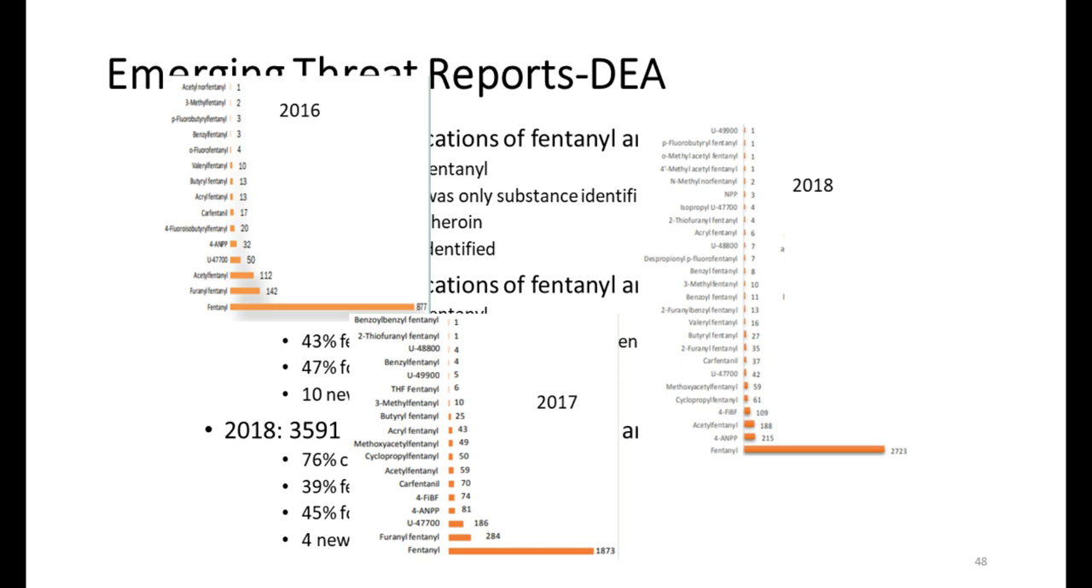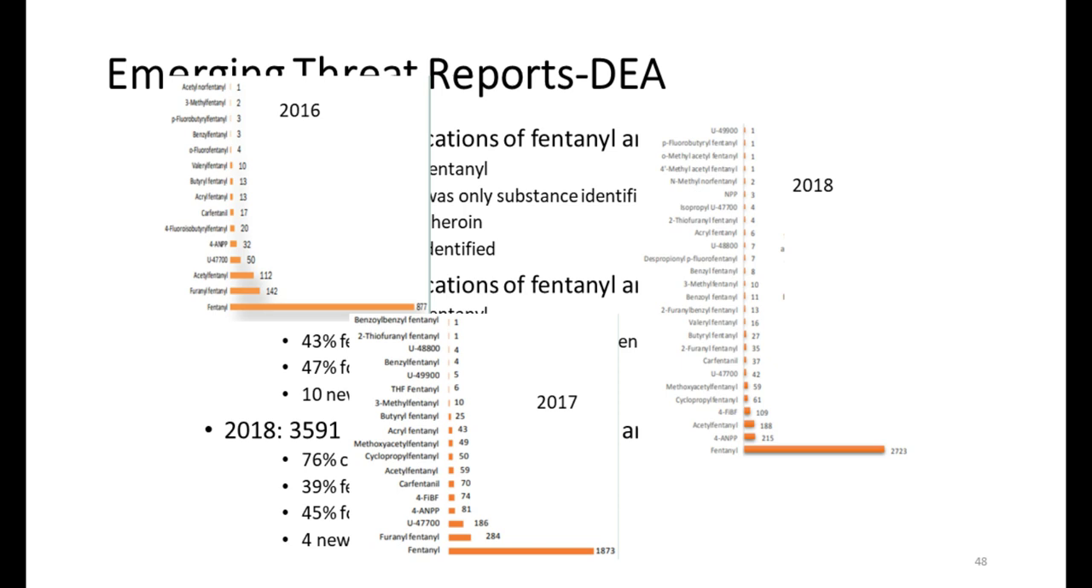So in 2016, there's a large number: 877 of fentanyl and 142 of furanylfentanyl. And then down the line, you can see the other analogs that were identified. And in 2017, same thing, a large amount of furanylfentanyl and other analogs and other designer opioids are identified, and a fair number of them as well.